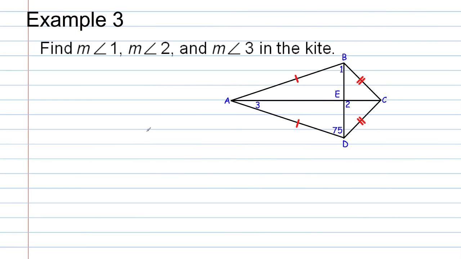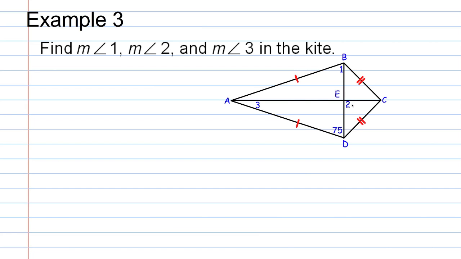Example 3. We're asked to find the measure of angle 1, the measure of angle 2, and the measure of angle 3 in the kite. So we know that quadrilateral ABCD is a kite because it tells us the congruent sides are marked. So then we need to start figuring out the measures of angles here, and that should be a pretty easy thing to do. The first thing would be the measure of angle 2.